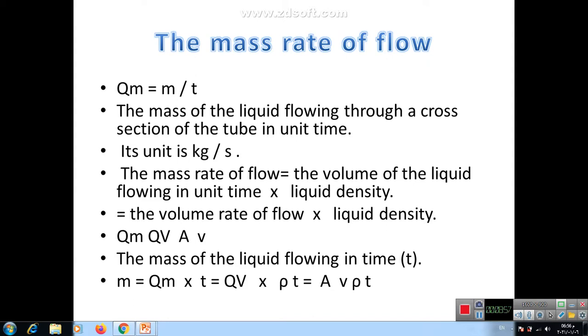Now, from the definition of mass flow rate, we must know that Qm equals m over t. The mass rate of flow equals the volume of the liquid flowing in unit time times liquid density. The mass flow rate equals the volume rate of flow times the liquid density. The mass of liquid flowing in time t, m equals Qm times t equals Qv times rho times t equals A v rho t.